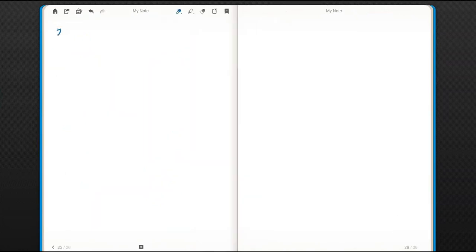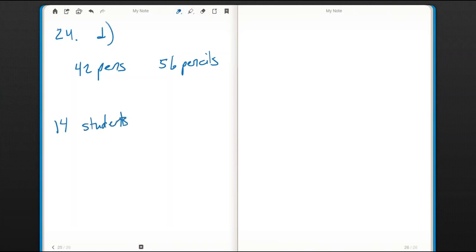Problem number 24, part D, is a word problem that I think is worth talking about. It tells us that a teacher has 42 pens and 56 pencils. And the question is, she wants to distribute them to her class of 14 preschoolers. And it says they want each child to get the same number of pens and pencils. Okay, when I read that, that just brings up a lot of questions in my mind.